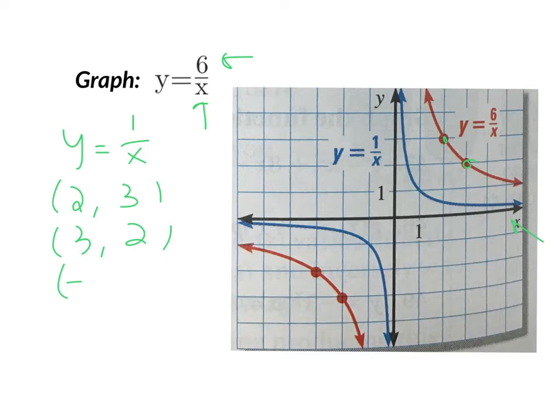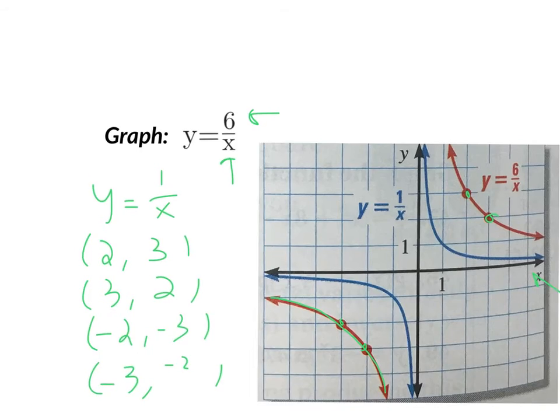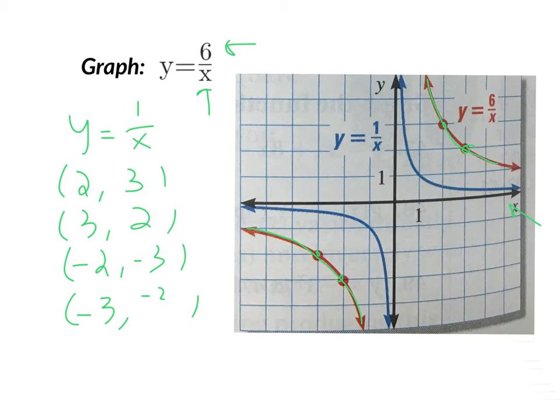Then I did the same thing with the negative. I put a negative 2 in and a negative 3 in, and I got negative 3, negative 2. So that's where those 2 points came from. Drew my curve, drew my curve, and there's your graph. Asymptote still here and here. Domain and range is still everything except for 0.